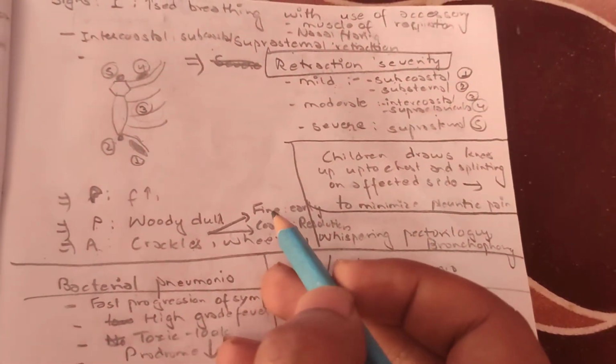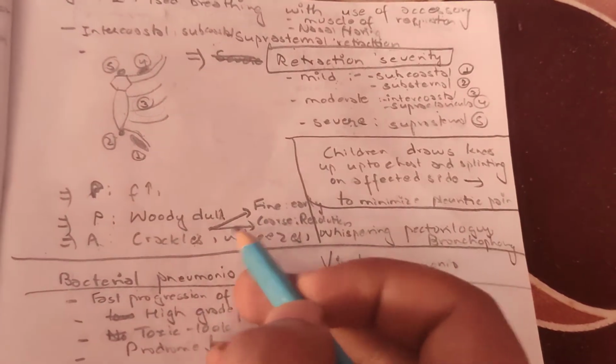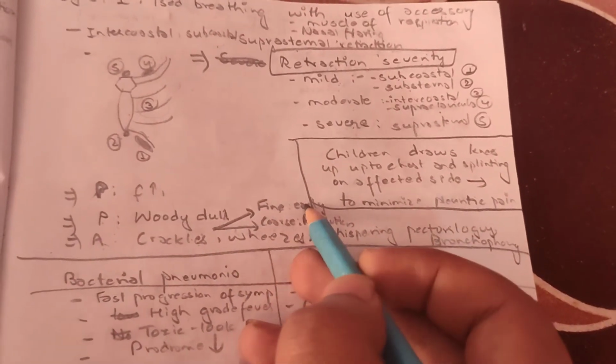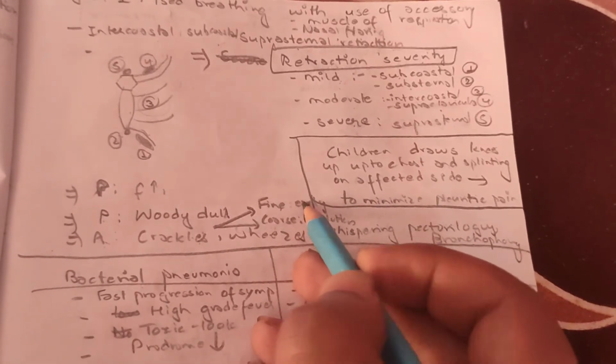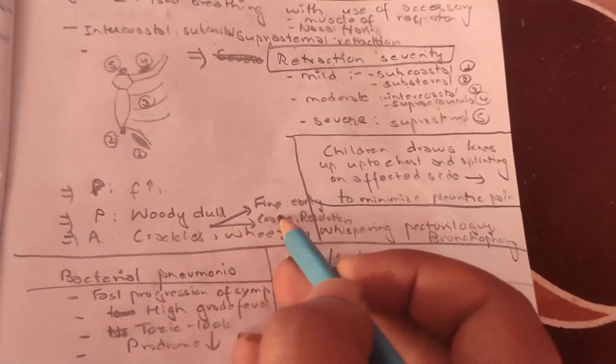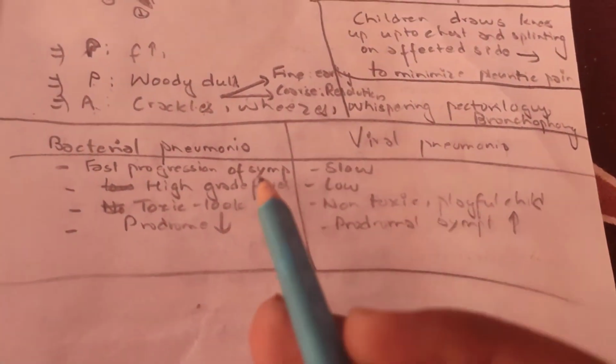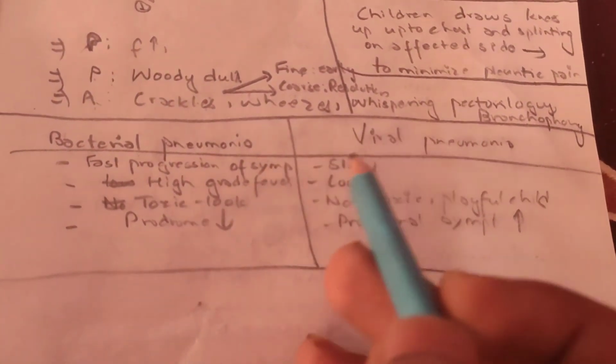Crackles are divided into two types, fine and coarse. Fine crackles can be heard early in the process, during red and gray hepatization, and coarse crackles can be heard during resolution. Now, how can we identify a person with bacterial or viral pneumonia?